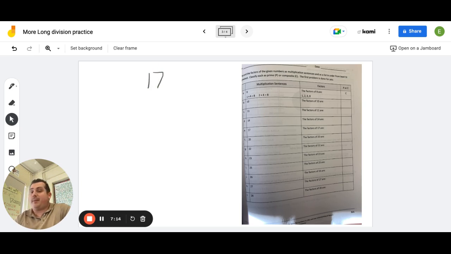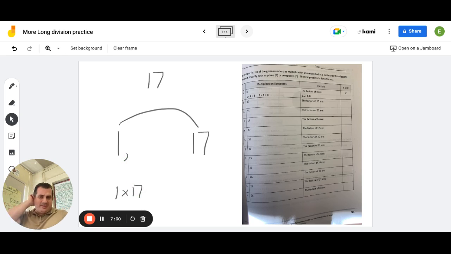I'm going to start with my automatics and my first factor pair. My first factor pair is going to be 1 times 17. So I tried 1. Let me try 2. Can 2 go into 17? Well, 17 is an odd number, so I can't divide 17 by 2. I'm going to try 3. 3, 6, 9, 12, 15, 18. Doesn't go into 17 evenly.